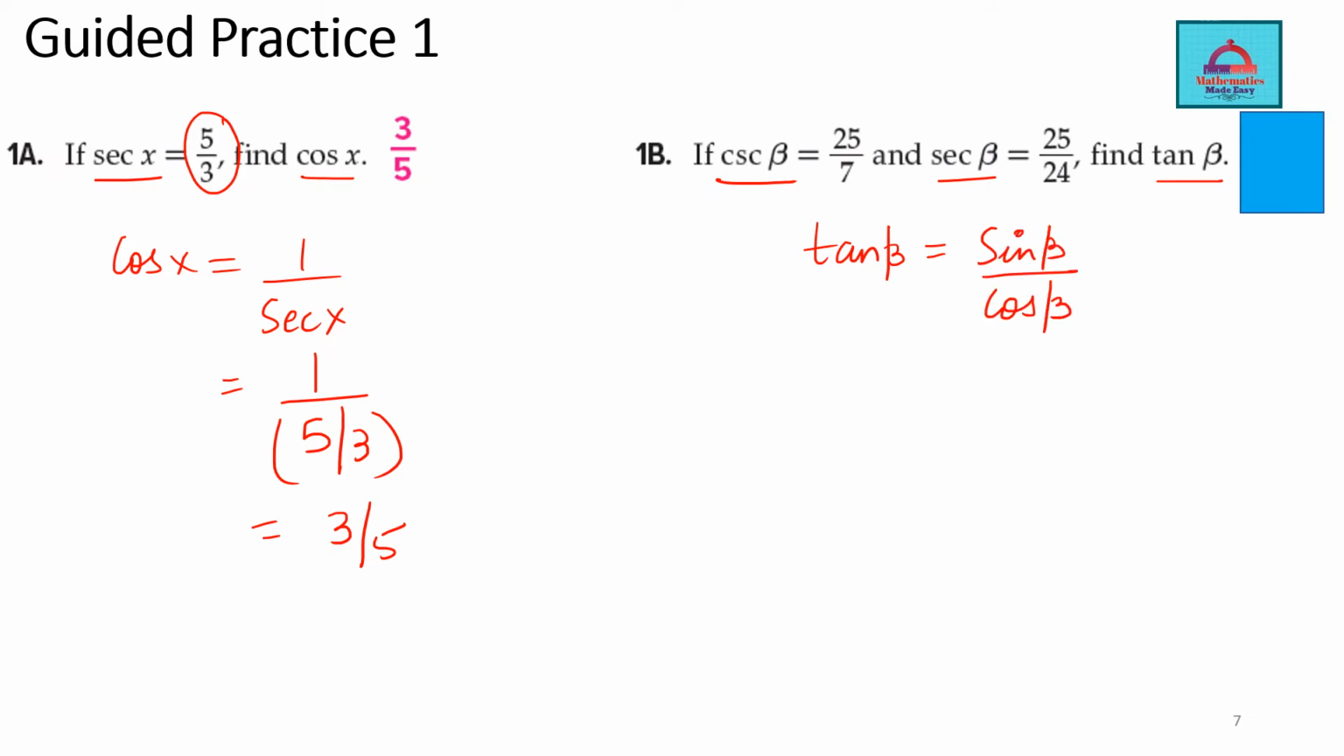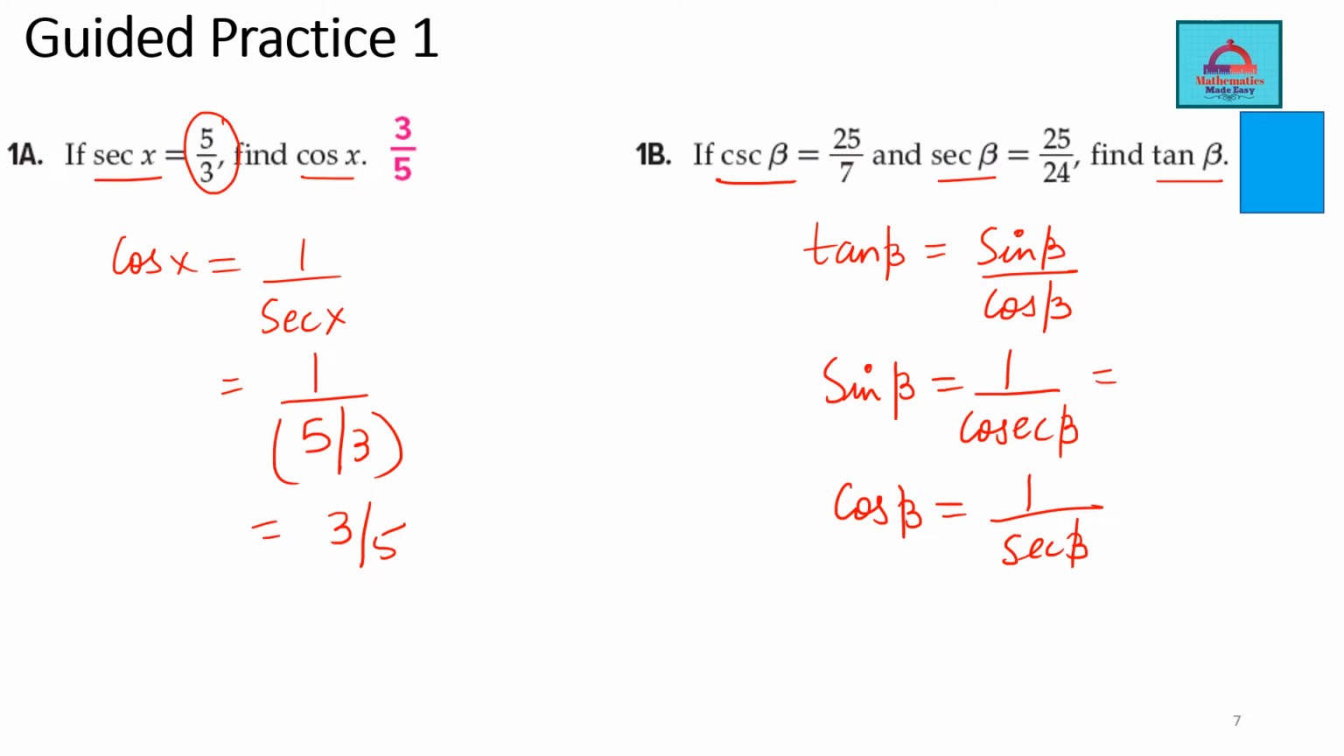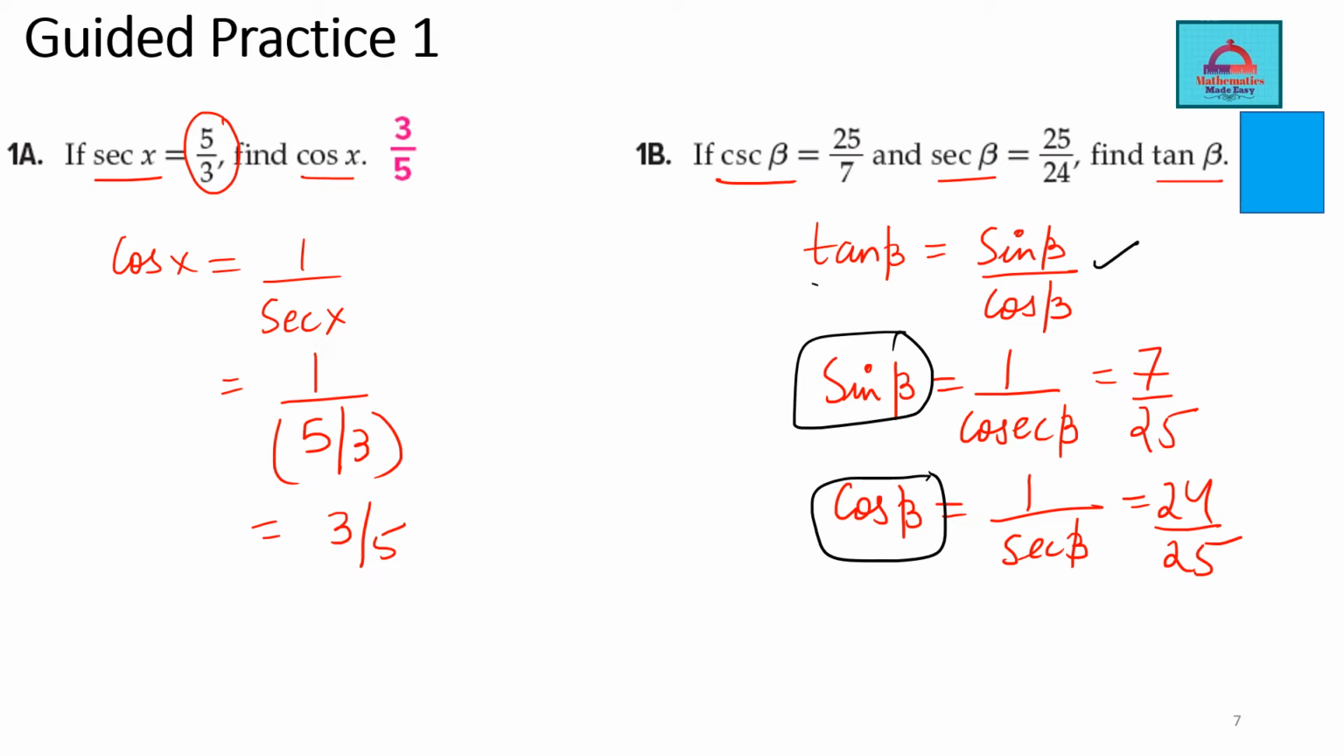Is cos given? No. Is sine given? No. But is its reciprocal given? Yes. So can I say sine would be 1 over cosecant and cos would be 1 over secant? So you take the reciprocal, this is 7 over 25, this is 24 over 25. Now you have these two, sine and cos, so divide them to get tan.